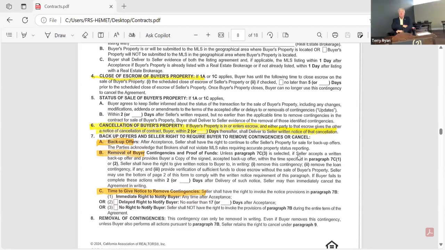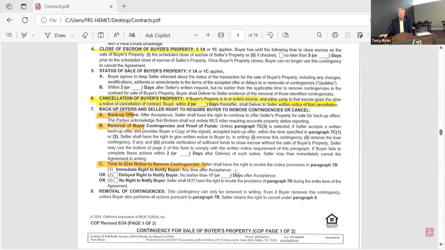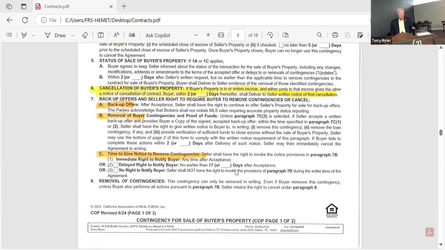So if seller accepts a written offer on the property, so you get another offer, seller shall have the right to give notice to the buyer in writing to remove any of the contingencies that they want. You do that with the contingency removal form. Or if they fail to do that, the seller may immediately cancel the agreement in writing. So let's talk about these cancellation things here, or these delayed right to remove contingencies.